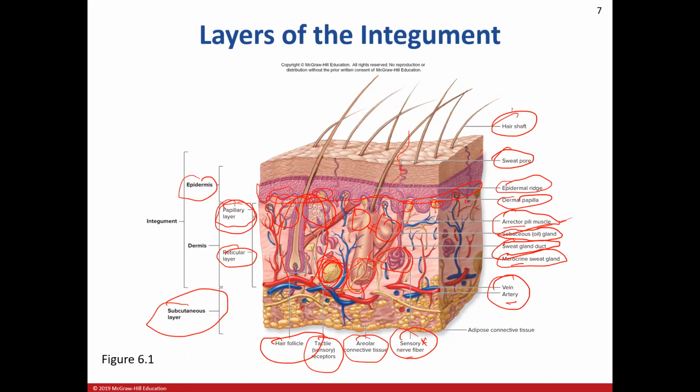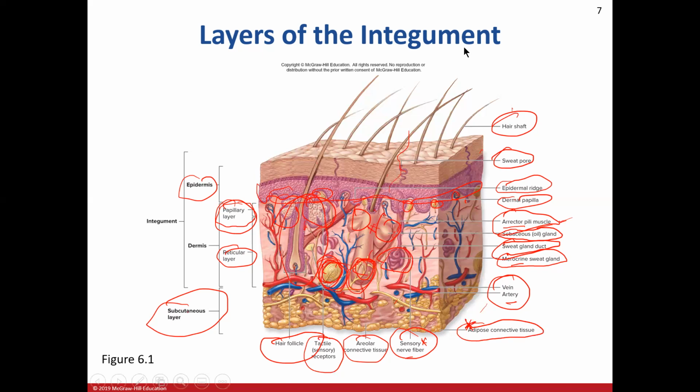Like this one is motor. You don't have to worry about that, because you have to have some nerve direction to the erector pili muscle in the sebaceous gland. Here's some adipose. Remember, adipose is a big part of the hypodermis, so subcutaneous tissue. Sometimes we call that sub-Q.